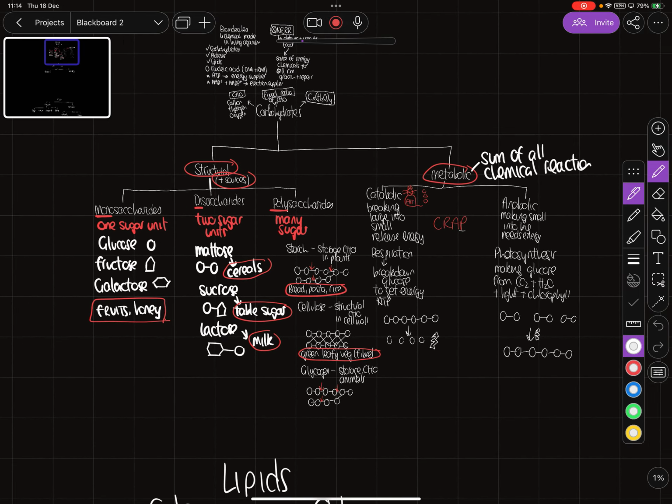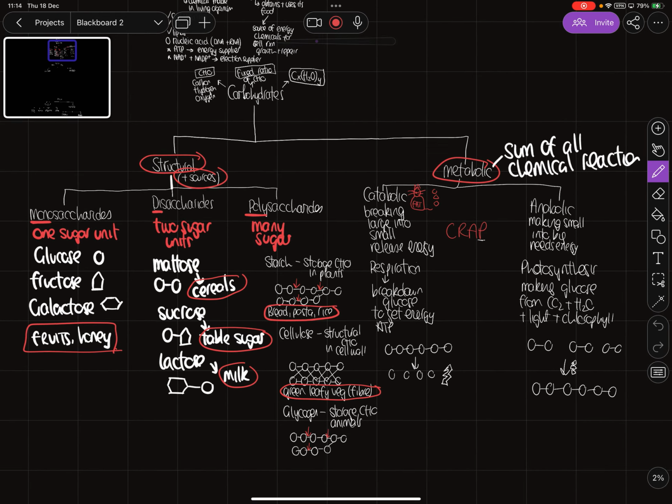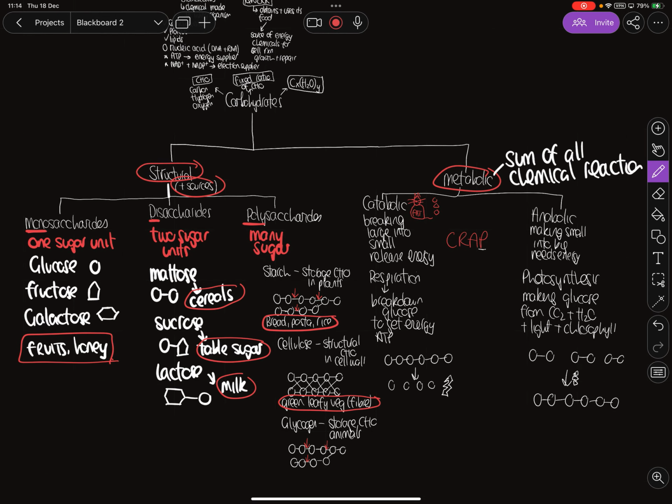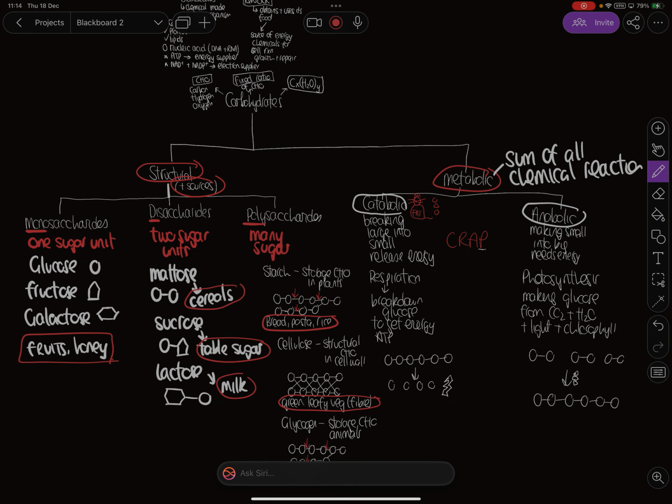So this is our little overview of carbohydrates. If you can break it down for yourself: structural, metabolic, polysaccharides, what their sources are, what the names of the different things are. And then in terms of our metabolic roles, we have catabolic and anabolic reactions, and we use CRAP to remember the ones that we're interested in.